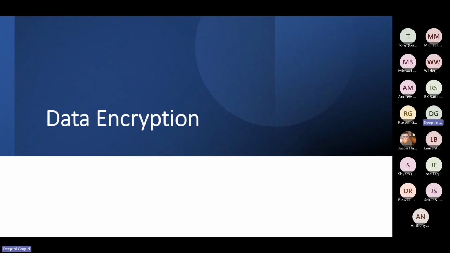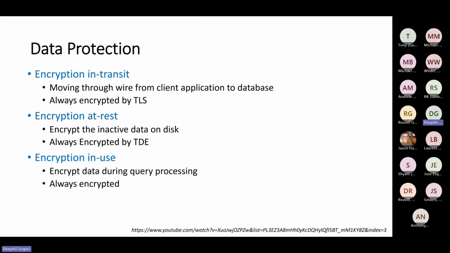So let's talk about data encryption. We have multiple options here. There are mainly three data encryption options: encryption in transit, encryption at rest, and encryption in use. Encryption in transit is all about encrypting your data while it is being moved from the database to the application and from the application to the database. While it is being moved, it needs to be protected.